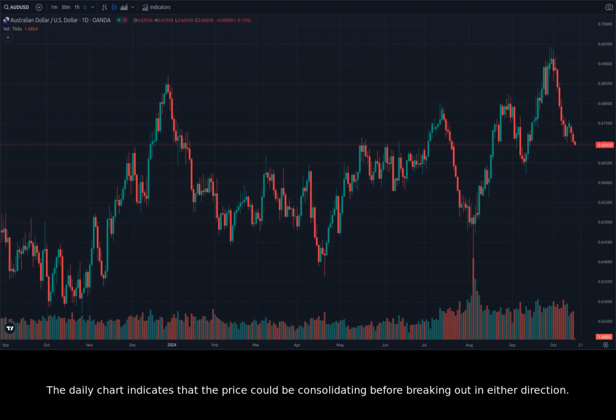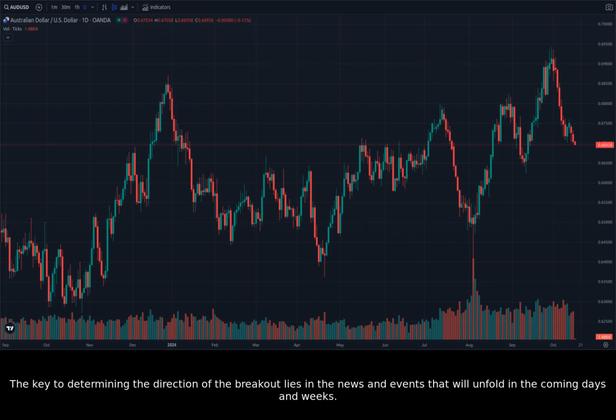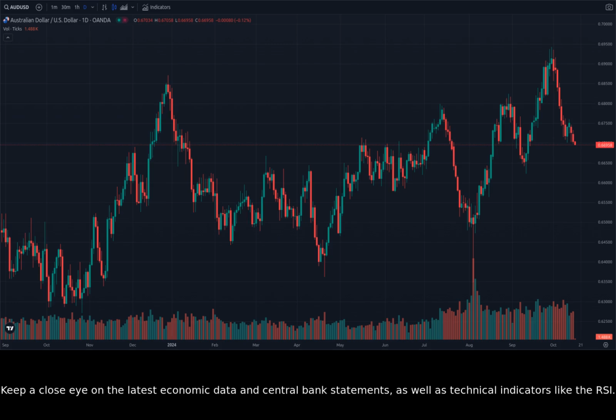The daily chart indicates that the price could be consolidating before breaking out in either direction. The key to determining the direction of the breakout lies in the news and events that will unfold in the coming days and weeks. Keep a close eye on the latest economic data and central bank statements, as well as technical indicators like the RSI. Remember, trading is a dynamic game, and the key to success is to adapt to changing market conditions.